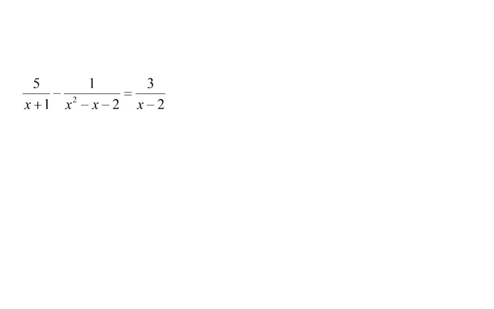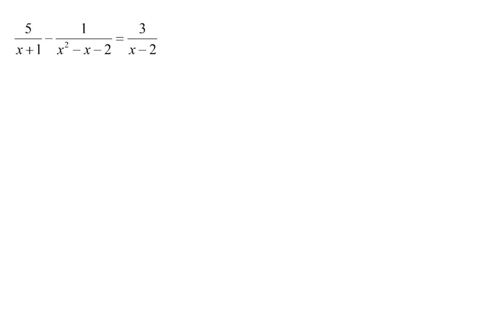So I want to get rid of denominators, but I need to start this question by factoring. In this case, I have a trinomial, multiply to negative 2, add to negative 1. That's going to be x minus 2 times x plus 1, because negative 2 times 1 is negative 2, and negative 2 plus 1 is negative 1, so there's our factored form. So everything is now factored.